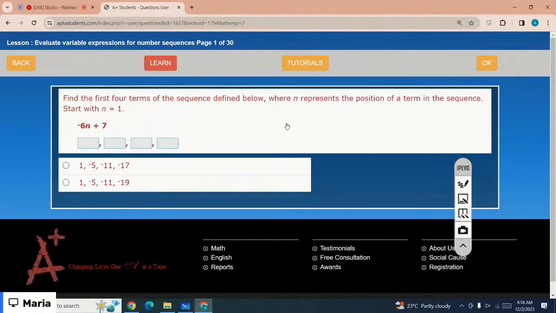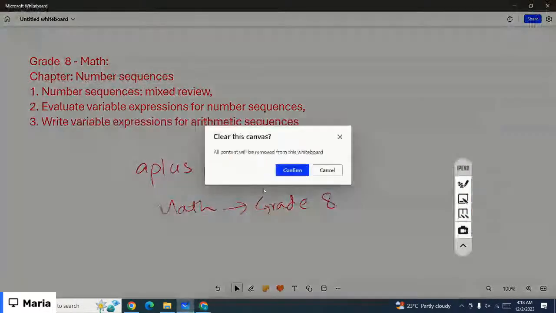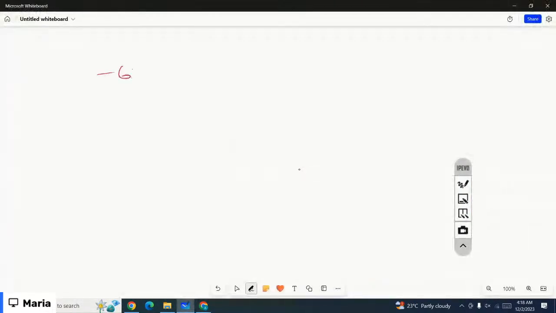Where n represents the position of a term in the sequence, start with n equals 1, right? So that is negative 6n plus 7. And you have to start with n equals 1. You have to evaluate negative 6n plus 7. So let's just replace n with 1 to calculate the first term.